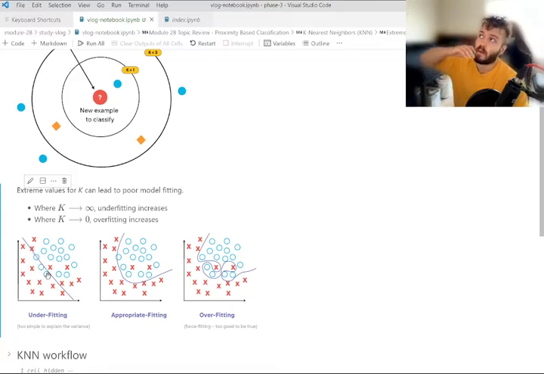K is the number of data points that are closest to that point. So if K is 5, and this is our data point here, it's going to capture 1, 2, 3, 4, and one of these guys, depending on whichever one's technically closer.